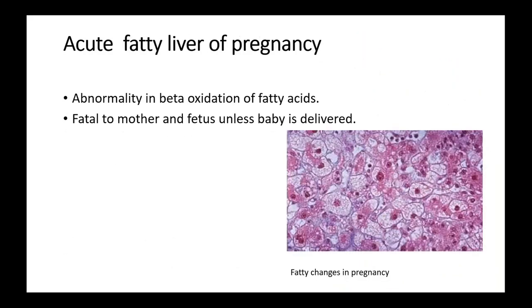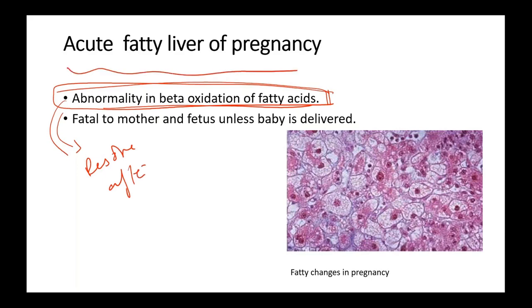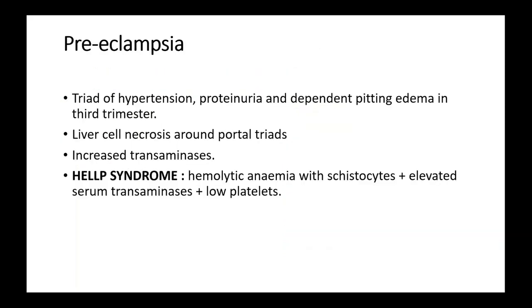Next is acute fatty liver of pregnancy. During pregnancy, beta oxidation of fat can be abnormal. So this is usually resolved after pregnancy. This is not like an important topic for the exam. Let's move on to preeclampsia.